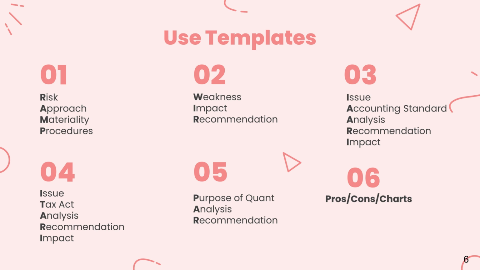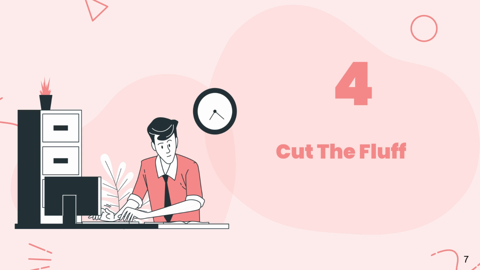The first is RAM, which is the acronym to write your audit planning memos. Then we have WIR, which is used for control weaknesses, and then IAARI or ITARI, which will help you get depth in your accounting or tax issues. And then we have PAR, which is how you can structure your quants. And then lastly, you can always list pros and cons in bullet points or chart format so that it is easy to compare two things. And a bonus tip would be that you should really use bullet points wherever possible so you don't go off on tangents.